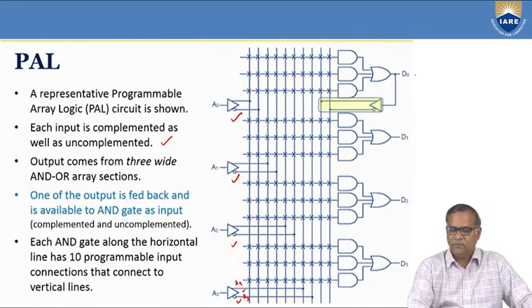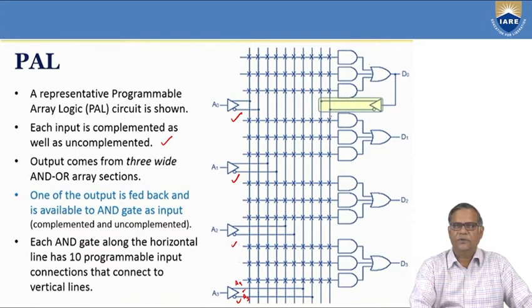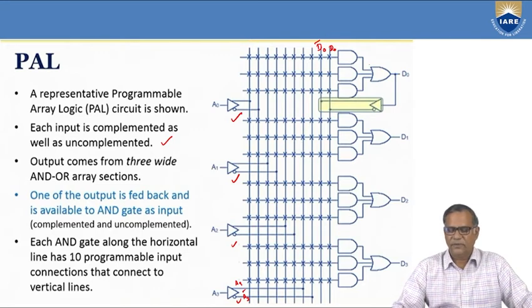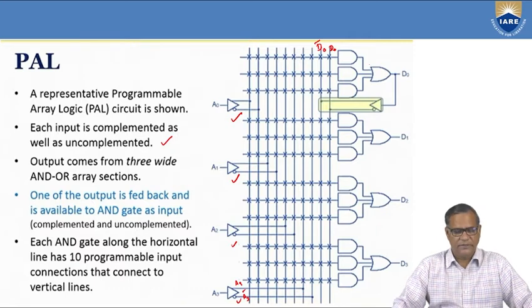In the first array, which is giving the output D0, you can see the output is fed back to the input. There is a provision for feedback from D0, so here you have D0 and D0 bar. The feedback provision is not given for D1, D2, D3, and this has some advantages, as we are going to see in the example that I am going to demonstrate.